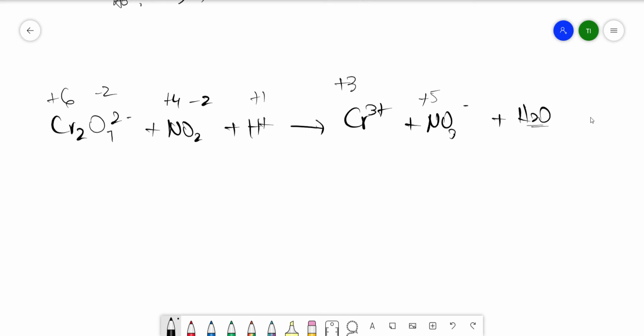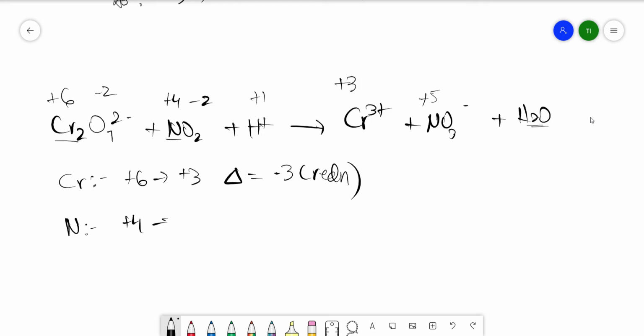So the two elements that are undergoing oxidation and reduction are chromium and nitrogen, right? So we find out the differences. For chromium, it changes from +6 to +3. So the change is -3, right? So it's a reduction. And for nitrogen, it's from +4 to +5. So the change is +1, and therefore it's an oxidation.